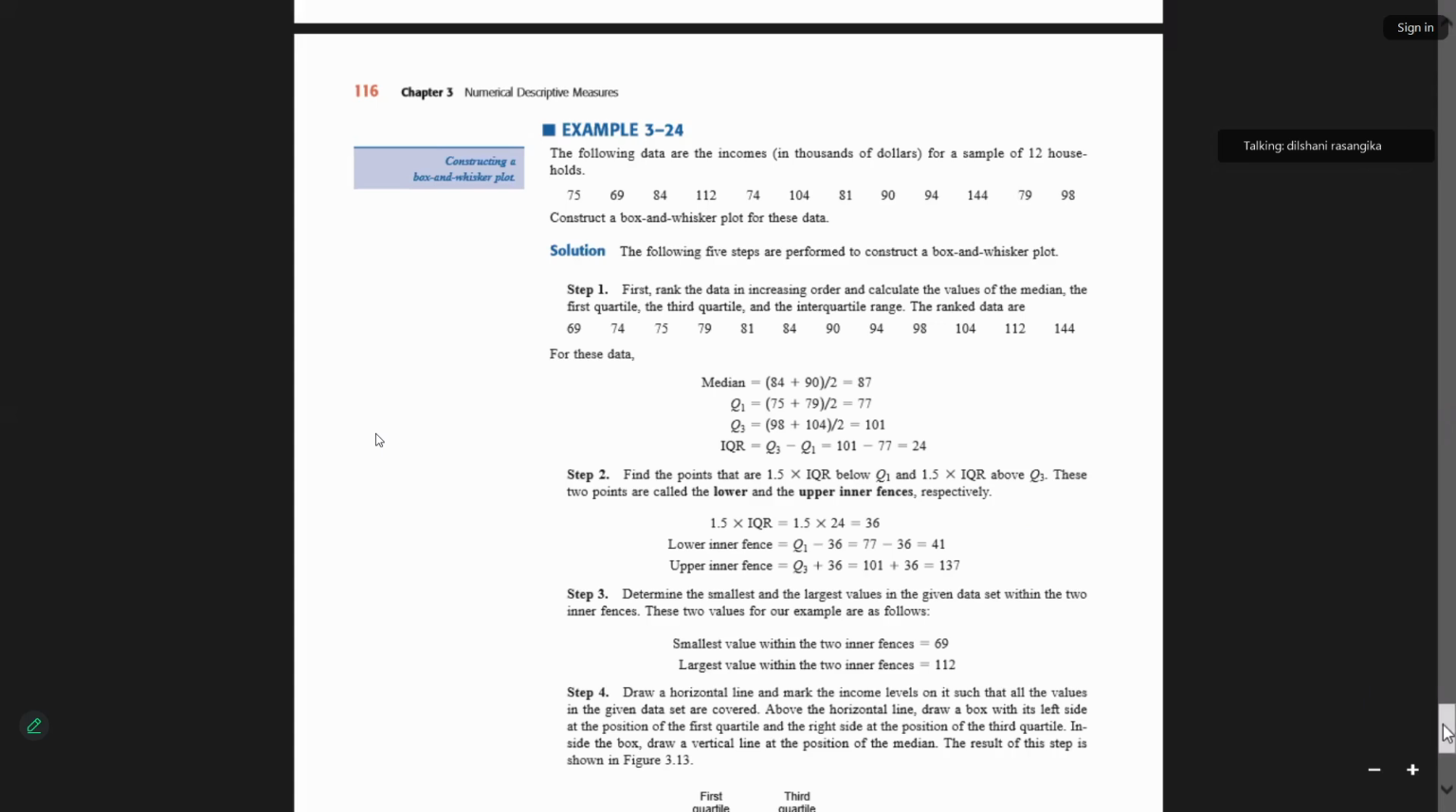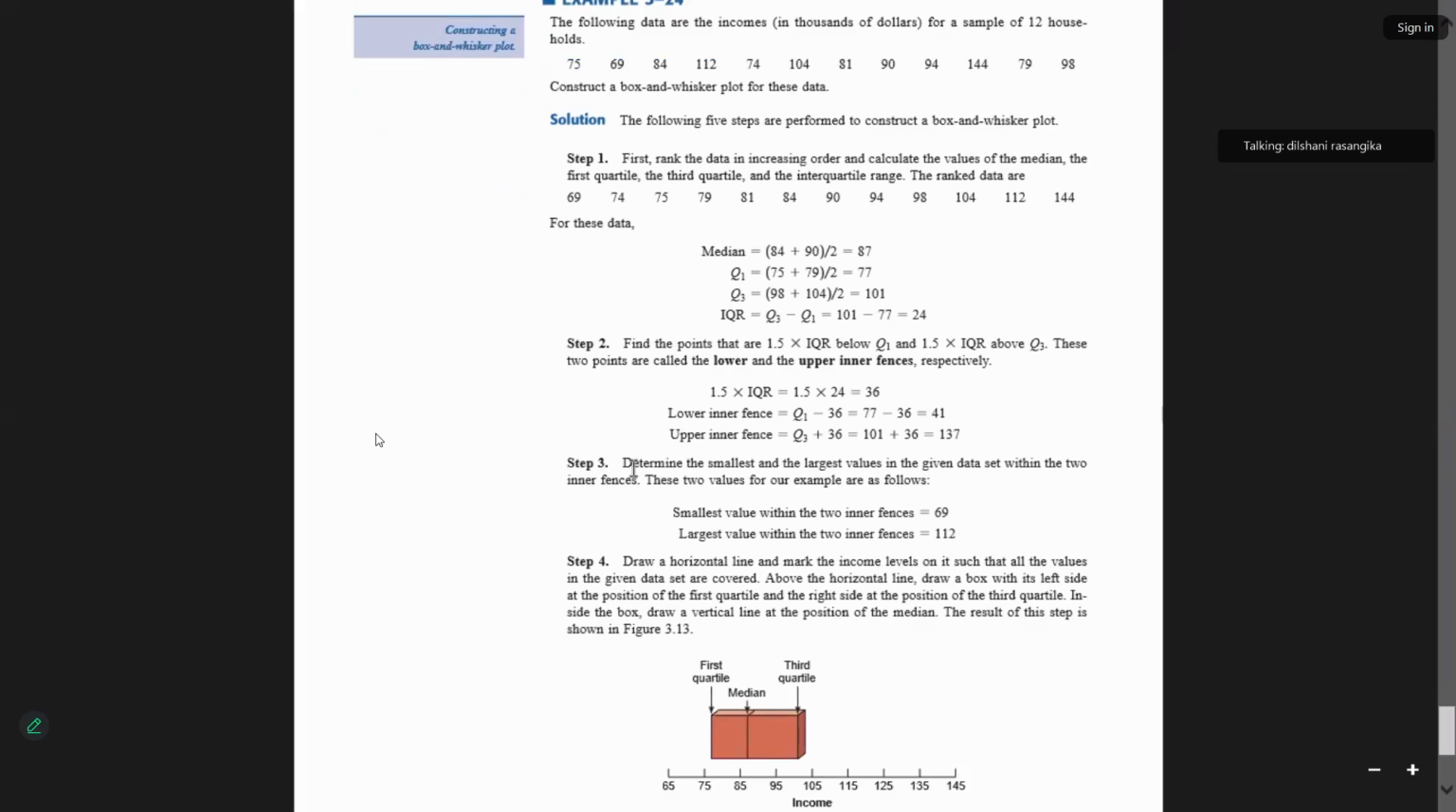Then what you need to do? You need to identify the smallest and the largest values in the given data set within the two inner fences. That means within the lower inner fence and the upper inner fence. That means within 41 and 170, sorry, 137. Within these two values, you need to find the smallest and the largest.